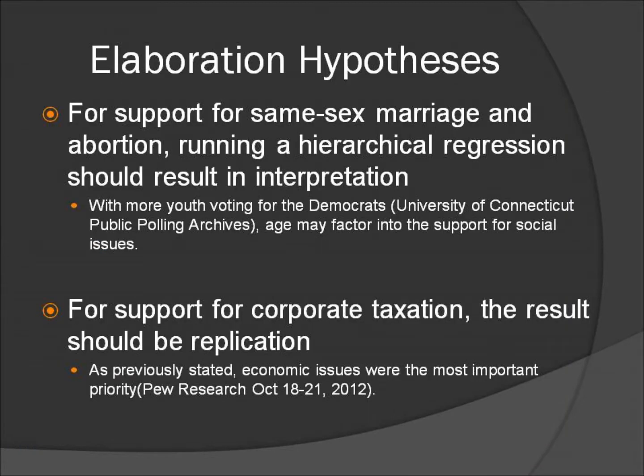For our elaboration hypothesis, we believe that support for same-sex marriage and abortion while running a hierarchical regression should result in an interpretation. With more members of the youth voting for a Democratic Party, age may factor in support for social issues. In terms of support for corporate taxation, the result should be replication. As previously stated, economic issues were the most important priority at 58% of the electorate being concerned about it.